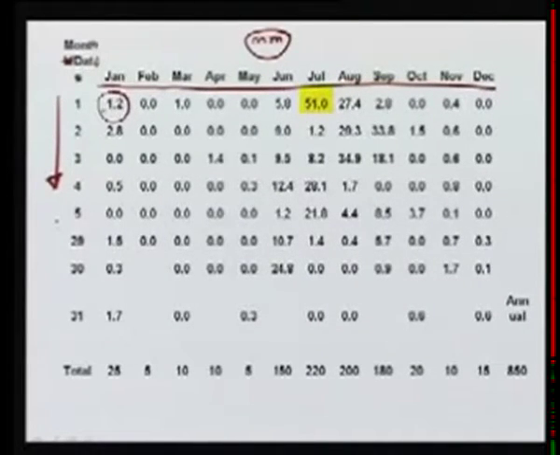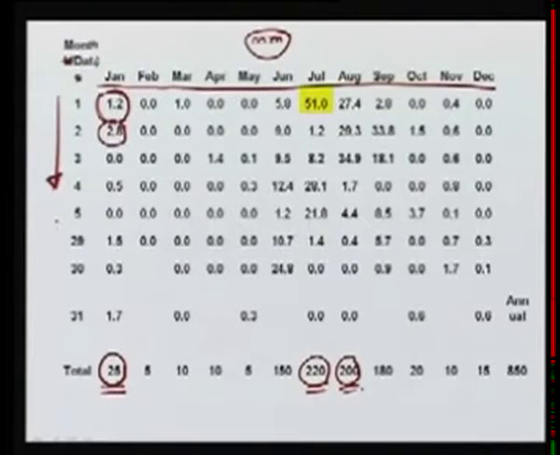So for example, on the 1st January of this particular year, this year may be 1974, 1975 or 1990, we had a rainfall of 1.2 millimeter. Similarly, on January 2 we had 2.8, and then the important things which we note down are the total precipitation in that month. So for example, in this case, for the month of January, the total precipitation was 25 millimeter, and we can look at the monsoon months, July and August. The precipitation is quite high, 220 millimeters and 200 millimeters.